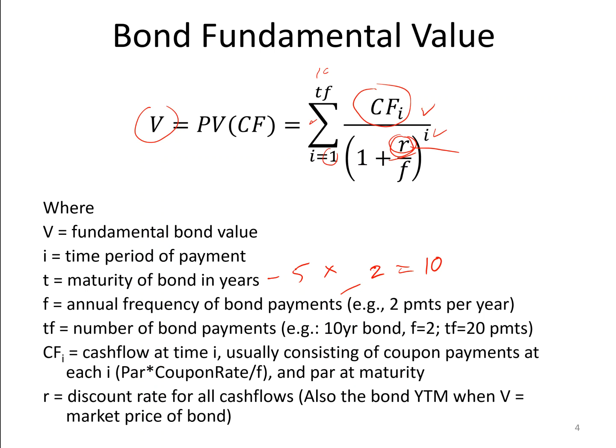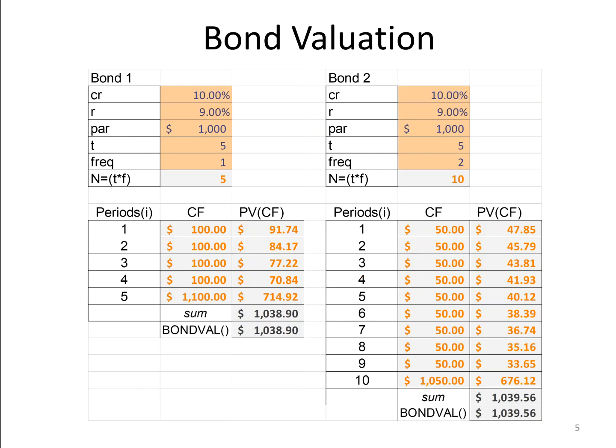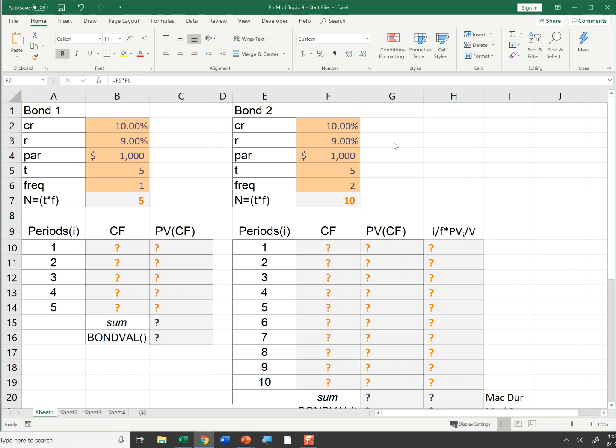So let's use that formula to value 2 bonds. Bond 1 is an annual payment 5-year bond, has an annual coupon rate of 10%, a discount rate of 9%, par of $1,000, and frequency of 1. We'll then value bond 2, and the only difference between these two bonds is bond 2 makes 2 payments per year instead of 1. So let's go ahead and go to Excel and value these bonds.